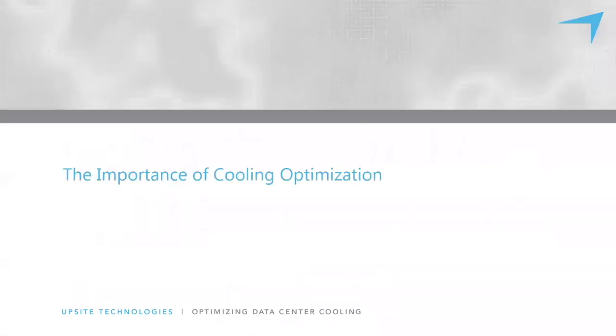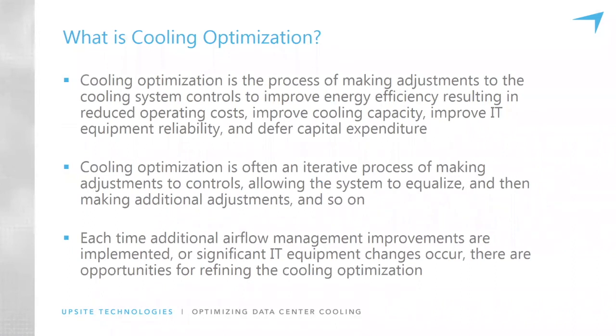So let's talk a little bit more about the process of cooling optimization. I've already mentioned this in a number of different ways as I've been going through the slides so far, but it's important to reiterate. It's the process of making adjustments to the cooling system controls to improve energy efficiency. And again, the benefits are myriad, and what's important to you varies. It could be costs, it could be cooling capacity, could be IT equipment reliability, getting rid of hotspots, or deferring capital expenditure.